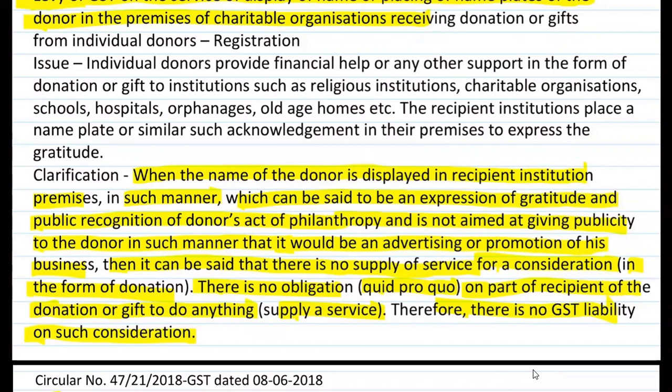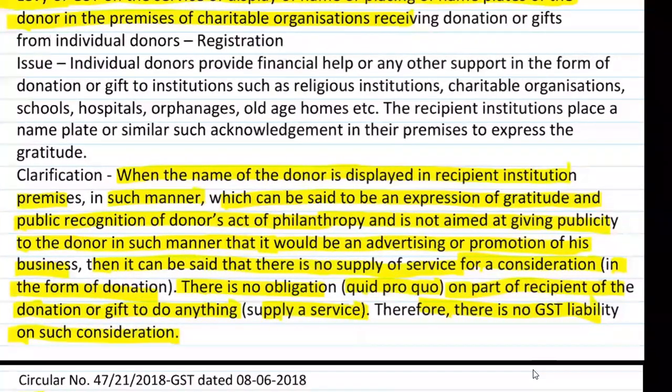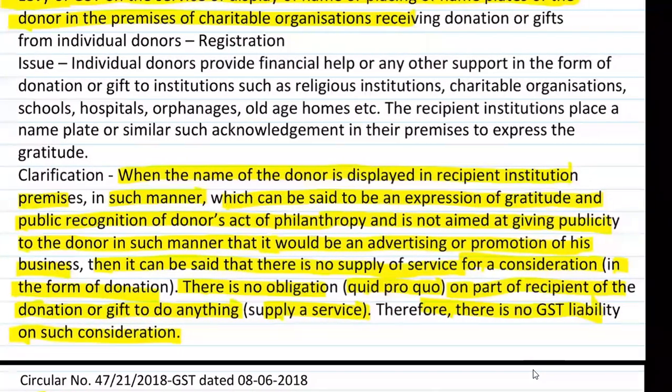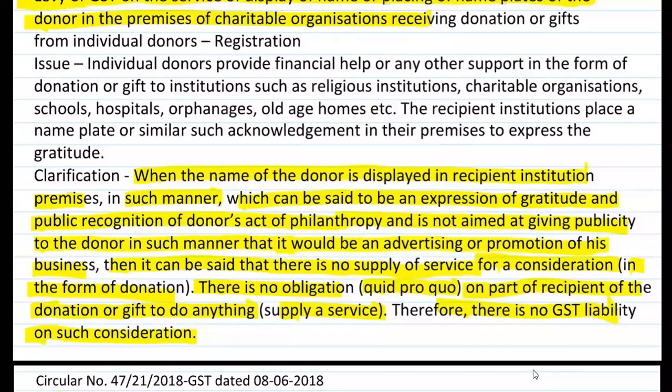But if they have mentioned my name only, Mr. Shivam Singh, then it seems there's no kind of advertisement. In that case, it will not be treated as supply of service, no consideration, meaning no GST will be there. Is that clear?